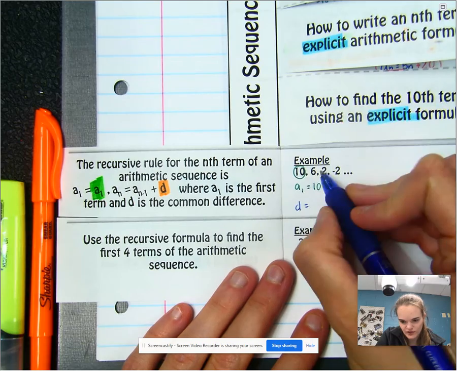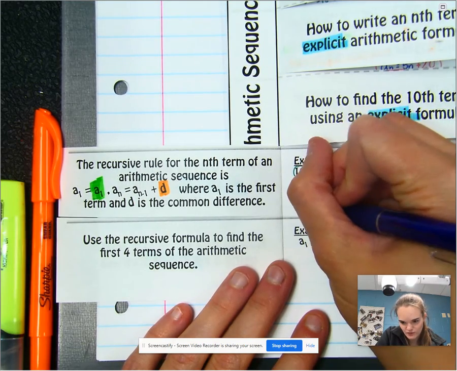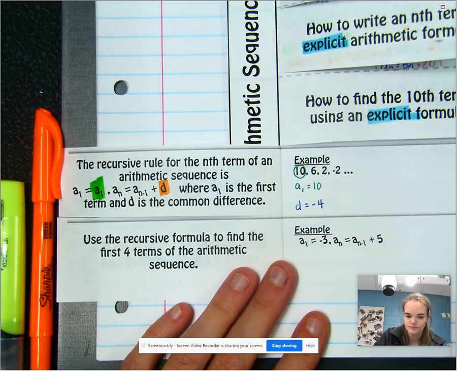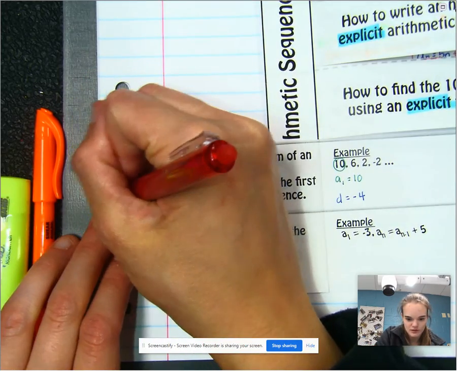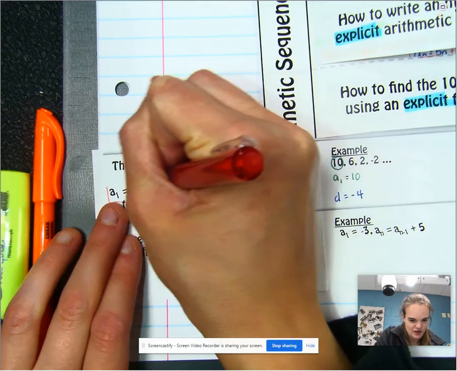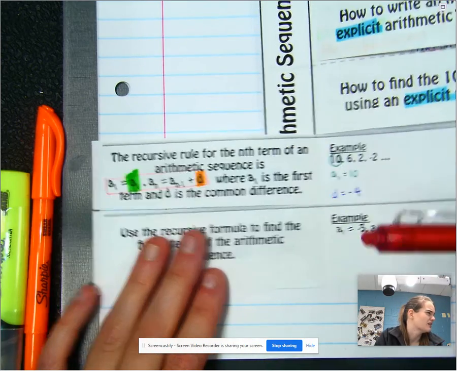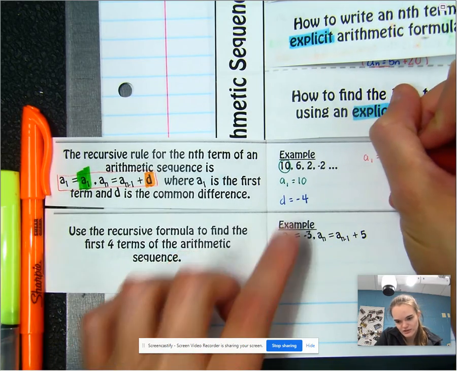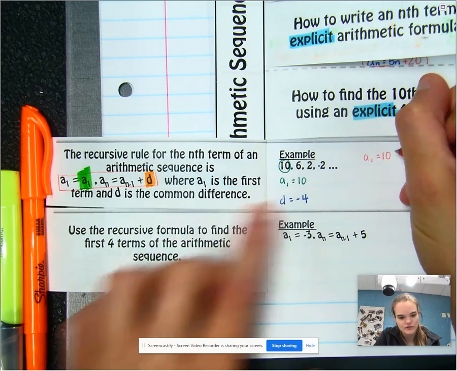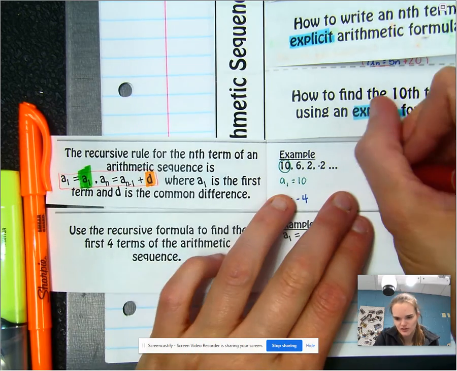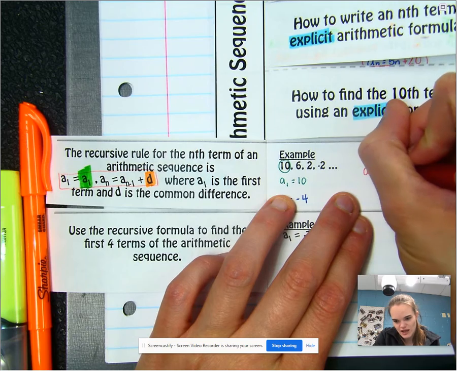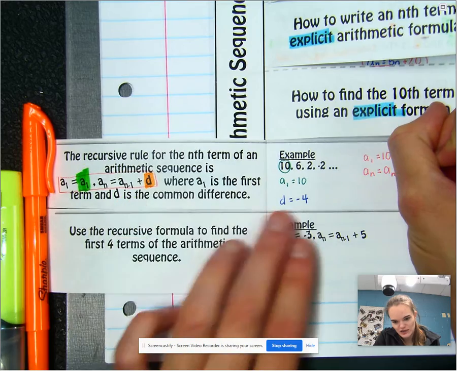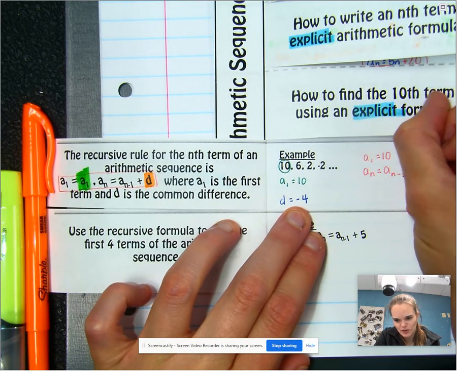The difference is 6 minus 10, which is negative 4. These are the two pieces I need to plug in this formula. This is the formula. But instead of a comma, I'm going to put it in a separate line because I don't like that. All right, so a sub 1 equals 10. That's the first part with the comma. Instead of a comma, though, I'm going to skip a line because it looks neater. Then a sub n equals a sub n minus 1. And it says plus d, but we have a minus here, so we're going to put minus 4.